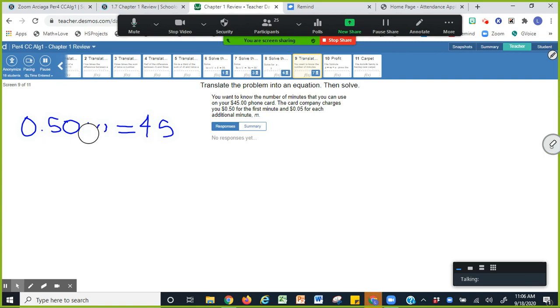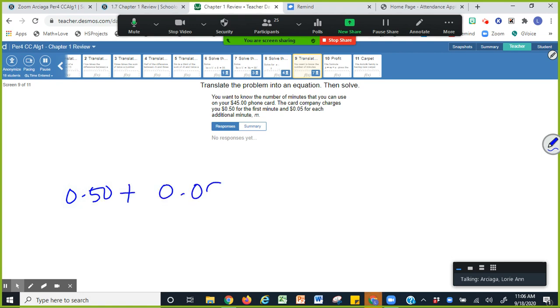I need more space. Writing over there. So 50 cents plus 5 cents. It says for each additional minute, so that's per minute. So times M equals 45. If you want to know for how long you could talk, then you have to get the M by itself. So how are you going to do that? Well, you're going to subtract 50 cents from here, right? So 45 take away 50 cents will be $44.50.